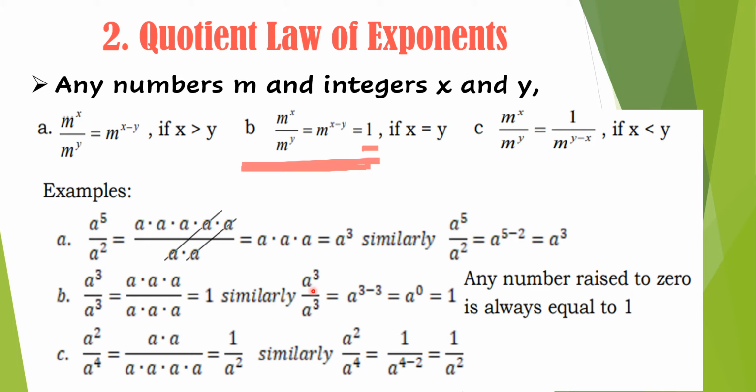Similarly, a raised to 3 divided by a raised to 3. So, using the formula, copy the a, and then subtract 3 minus 3, their exponent. So, 3 minus 3 is equal to 0. So, a raised to 0 is equal to 1. So, tandaan po, any number raised to 0 is always equal to 1. Kahit na gaano pa kataas ang kanyang base.